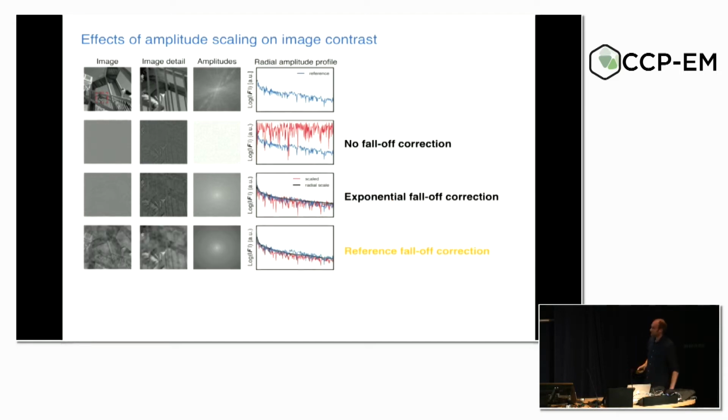You can do this slightly better by doing a reference-based fall-off correction, where you basically use a reference profile in resolution shells, and you impose the scaling of the power spectrum based on this profile, and then you see that you actually get much better contrast.